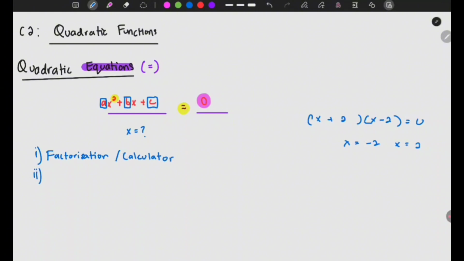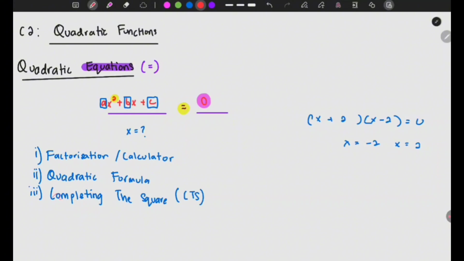Another method, which maybe you have heard in school, or maybe you might have heard this, is called the quadratic formula. This formula is what you apply in math. Not only that, you have the third method, completing the square. It's very long, so to make it simple, I use a short form, CTS. CTS, completing the square. And in your Addmaths, you only will learn these two.